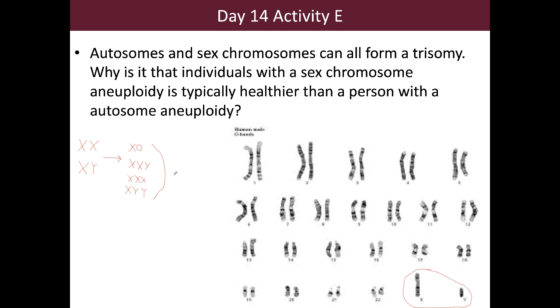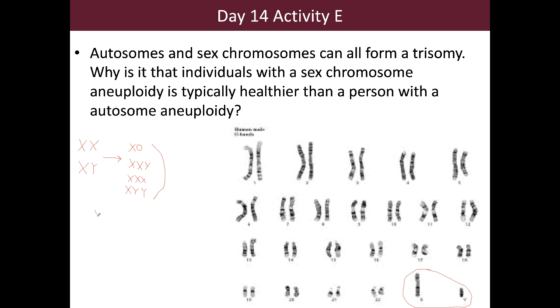So the question here asks, why is it that autosome trisomies or monosomies are lethal usually, but trisomies or monosomies in sex chromosomes are okay, typically fairly healthy? Now, if you'd like, you can hit pause and think about it, or you can just let it play on and I'll give you the answer here in just a few seconds.